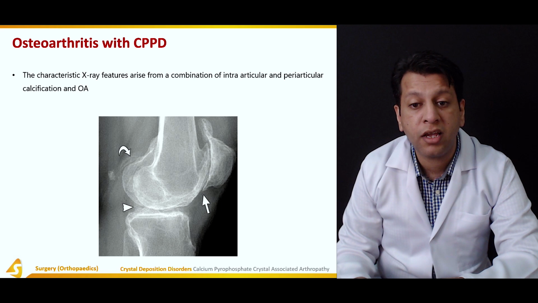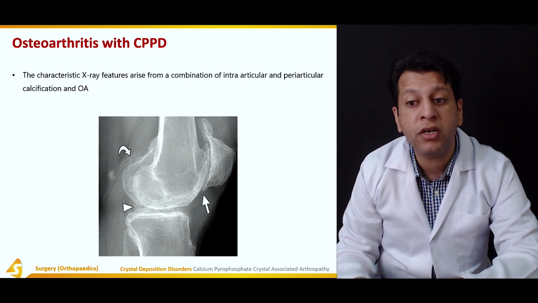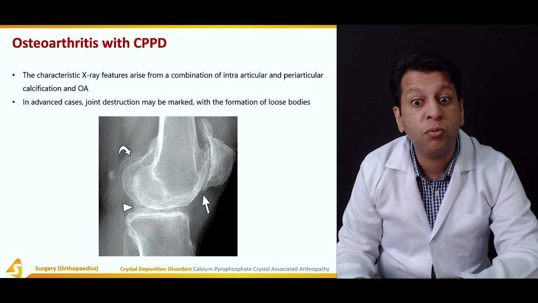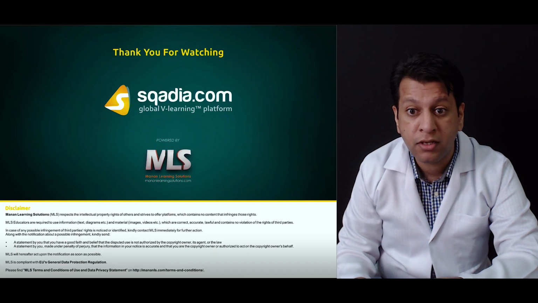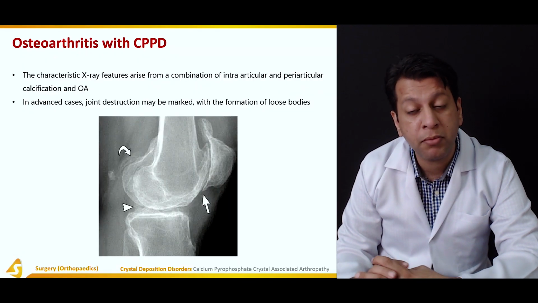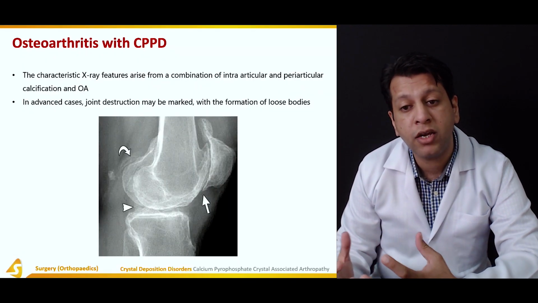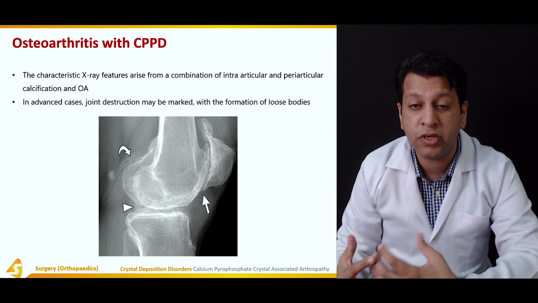The characteristic X-ray features arise from a combination of intra-articular and peri-articular calcification and osteoarthritis. In advanced cases, joint destruction may be marked and formation of loose bodies may take place. And once we have diagnosed the patient with CPPD, we need to treat it.